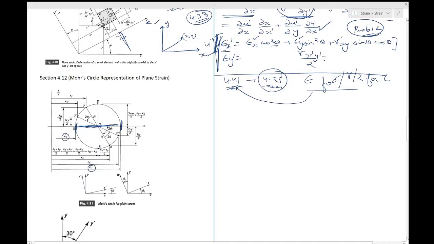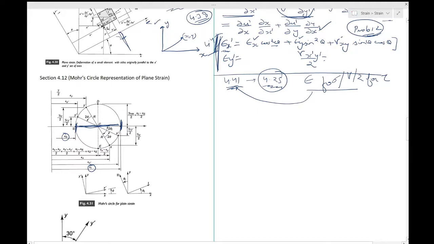We are using the Roman numerals over here, perhaps not to confuse with the stress, but eventually I think we'll mix it up anyways. So that's something which you should be careful about.